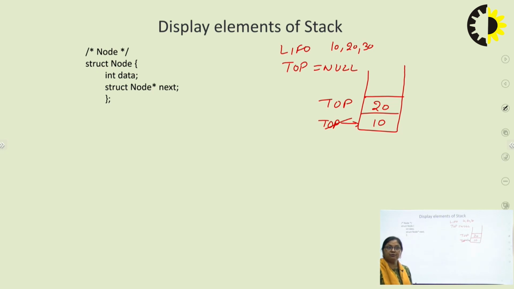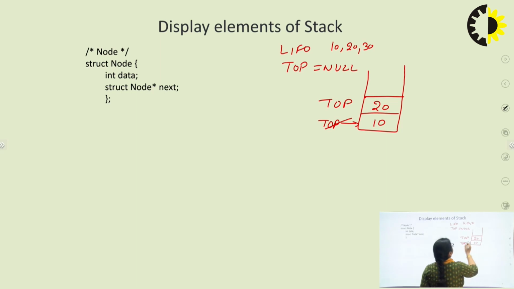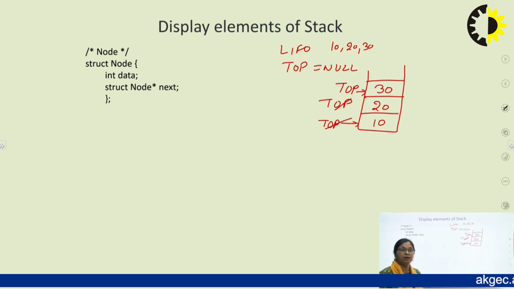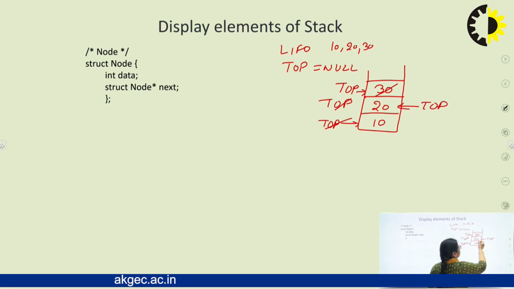Now the next element to be inserted is 30. If we delete now, 20 would be deleted, but if we insert 30, then 30 must be the first one to be deleted. It means top needs to go to the next location, and there we will insert 30. So top will now point to this. Now if we do deletion, it will be from the last inserted point. Where is that? Top. So firstly we will delete 30 and go to the next element. Now 20 will be deleted, and so on. So this is the way.